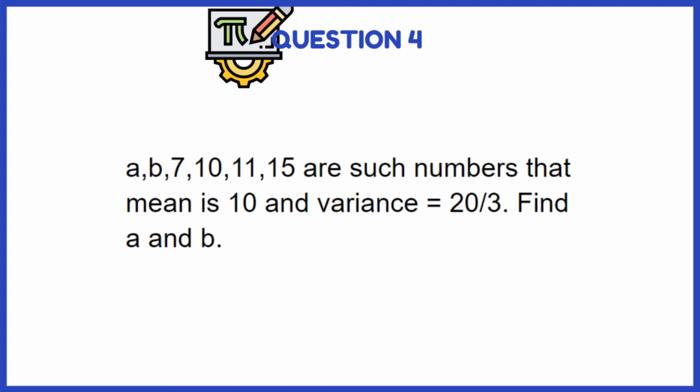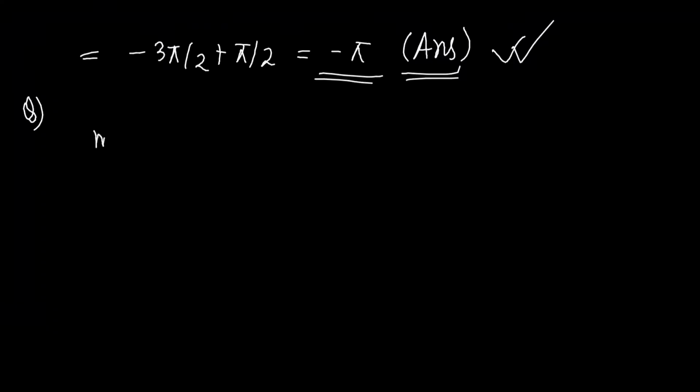So it is given that A, B, 7, 10, 11, 15 are numbers such that the mean is equal to 10 and the variance is equal to 20 by 3. Find A, B. It's a very simple question. So we know that the mean given is 10.